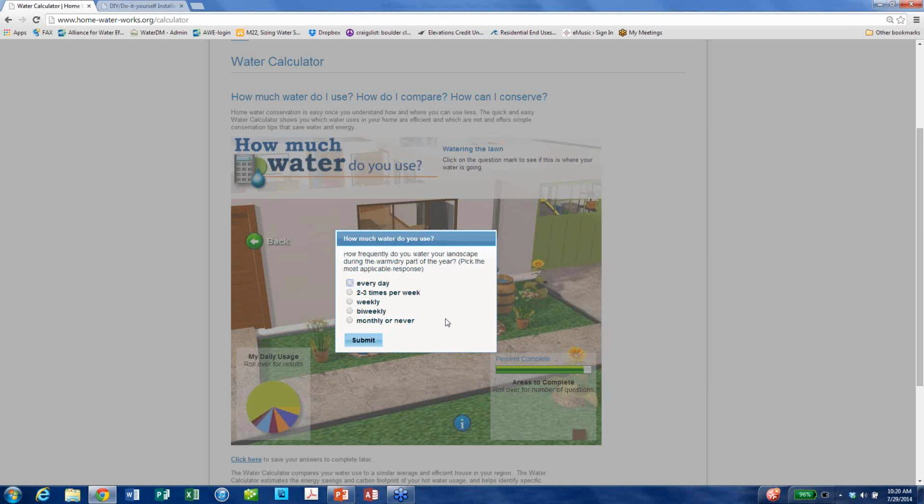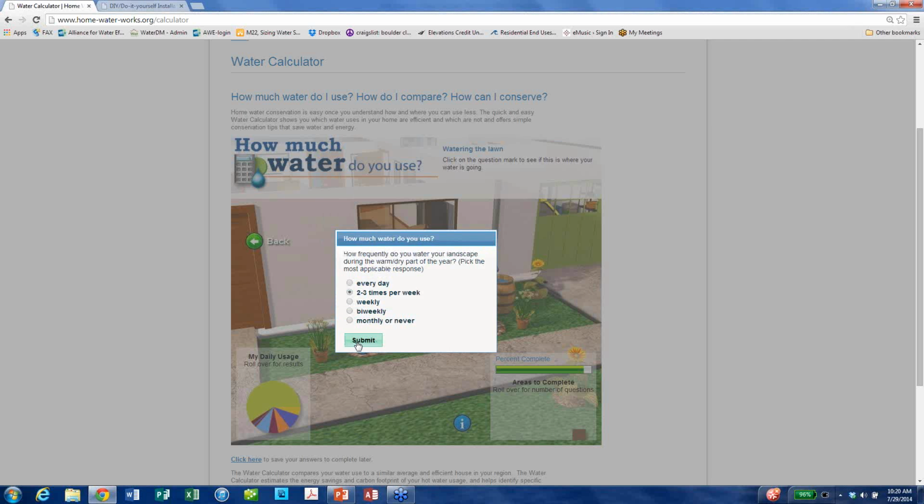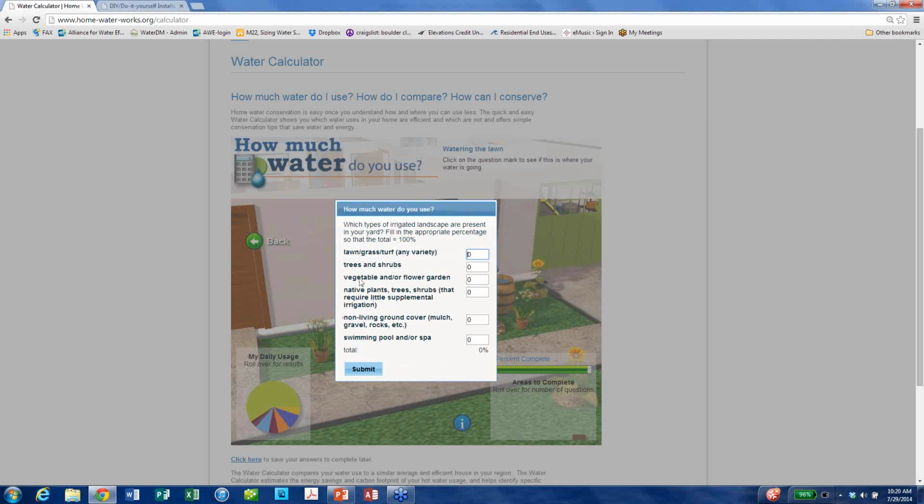How frequently do you water your landscape during the warm or dry part of the year? And this really relates to how you program your clock, or if you're a manual irrigator, how frequently you actually get out there and water. I'm going to put down 2 to 3 times per week because that's really what I have my clock programmed for. I apologize, this thing keeps popping up. Okay, so that's done.